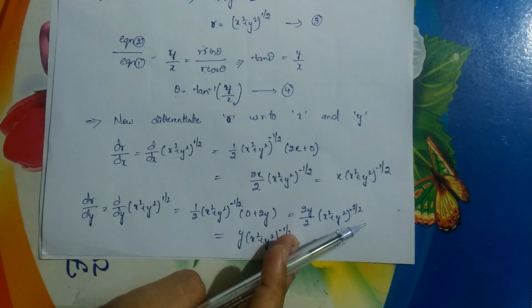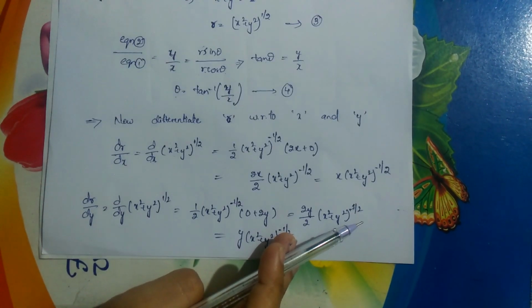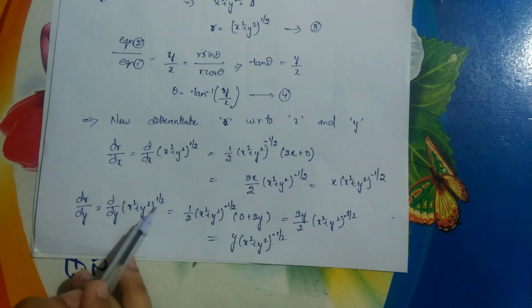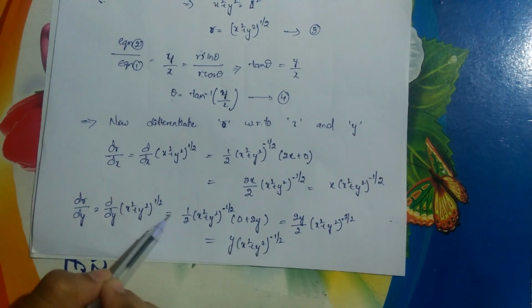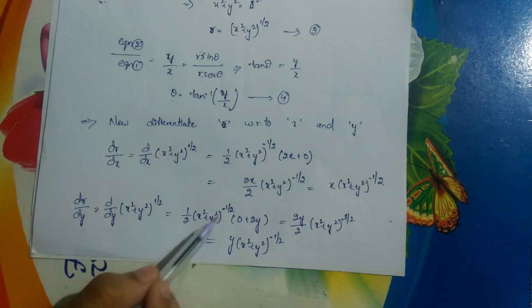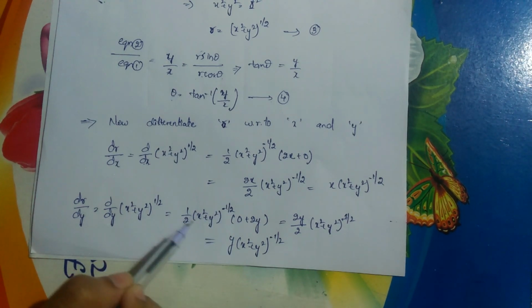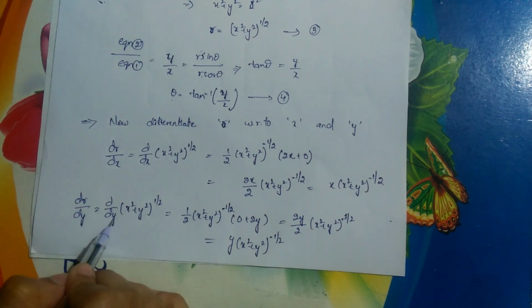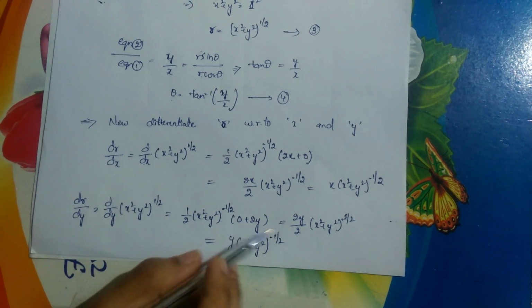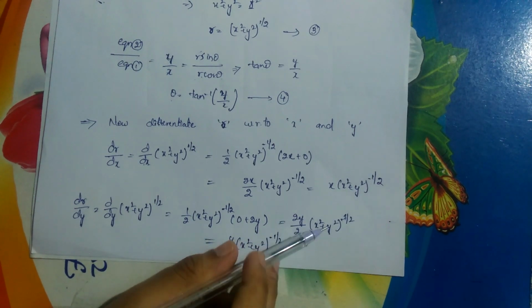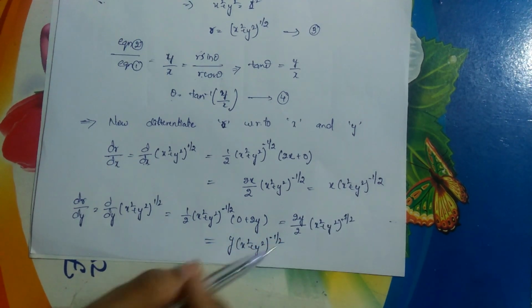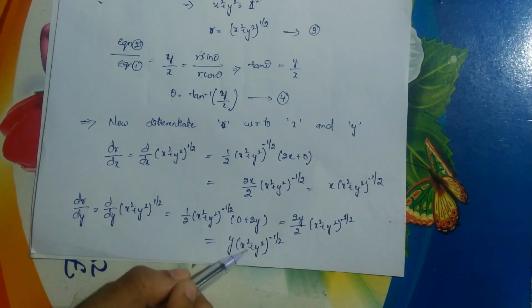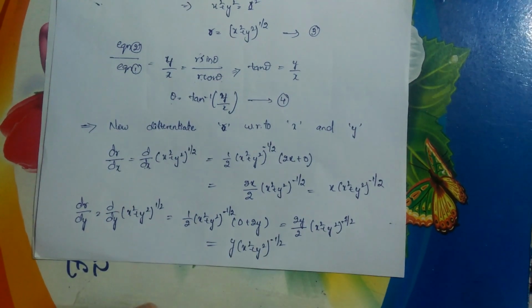So then you will get dou r by dou y equals dou by dou y of x square plus y square whole to the power of 1 by 2. Then that equals 1 by 2 into x square plus y square whole to the power of minus 1 by 2. So applying the formula x power n, that is n into x to the power of n minus 1, then into the derivative of x square plus y square with respect to y. X square with respect to y is 0 and y square with respect to y is 2y. So that equals 2y by 2 of x square plus y square whole to the power of minus 1 by 2. Then 2 gets cancelled, and you get y of x square plus y square whole to the power of minus 1 by 2.